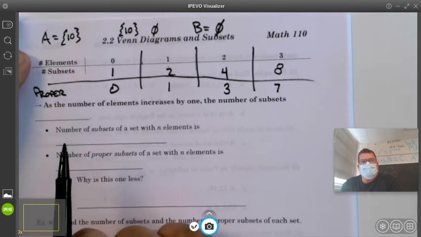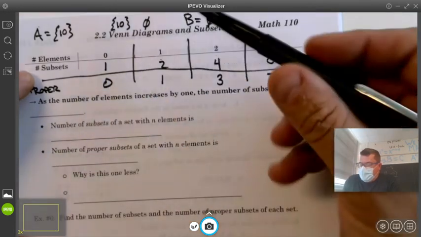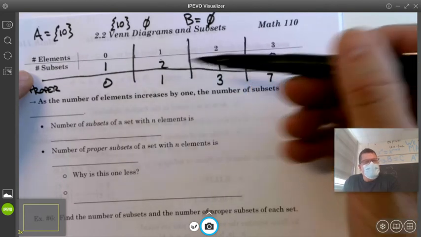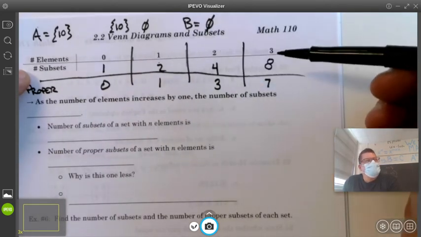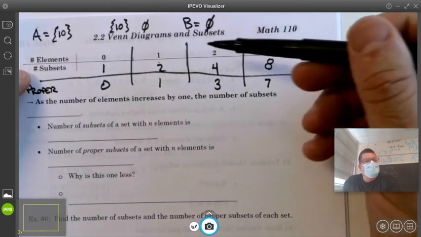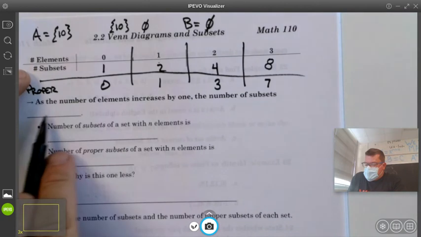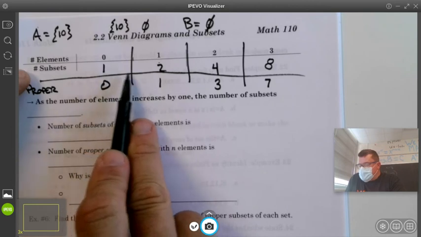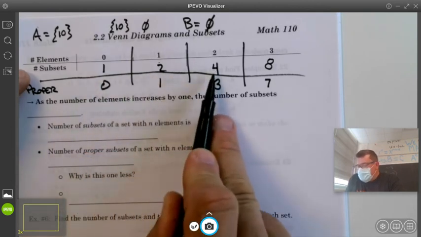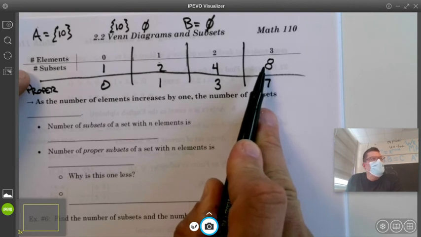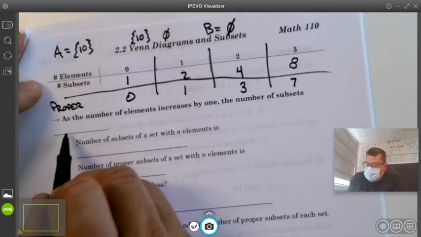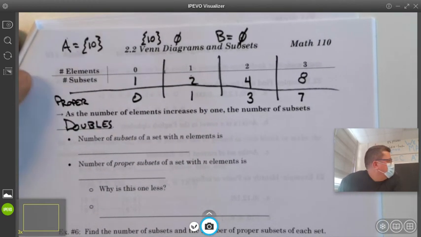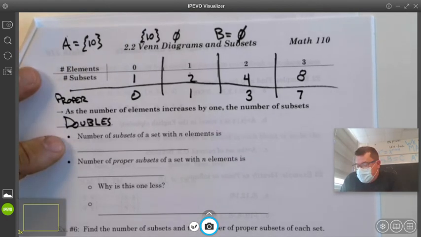Anybody see a pattern here? How is the number of original elements, the cardinality of the original set, related to the number of subsets that it can form? As the number of elements increases by 1, the number of subsets, can you think of that word? It doubles. Can anybody come up with the pattern of its doubling?